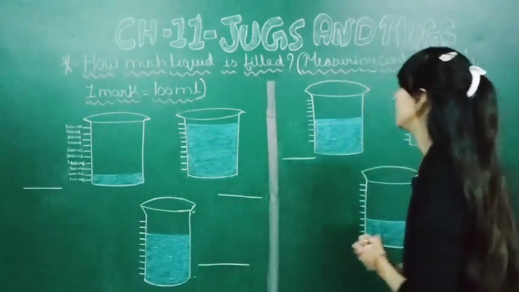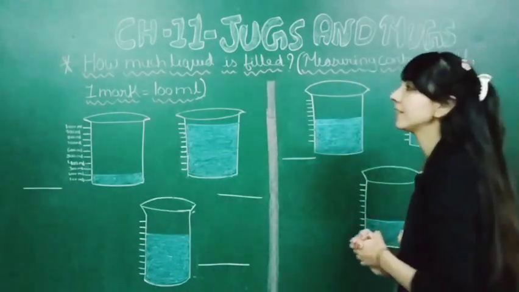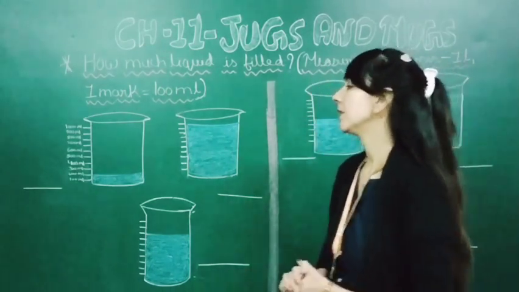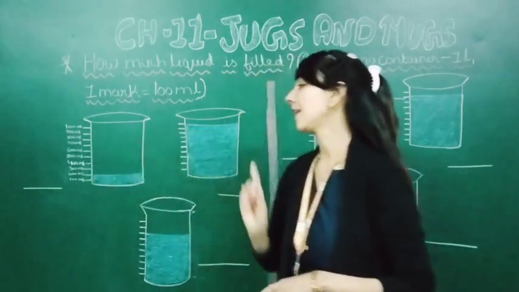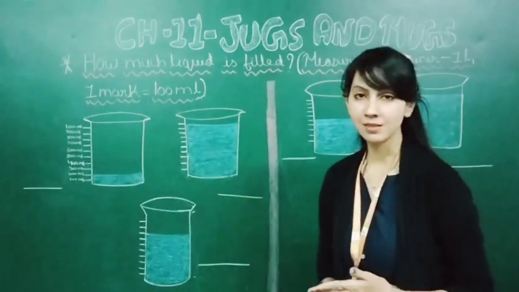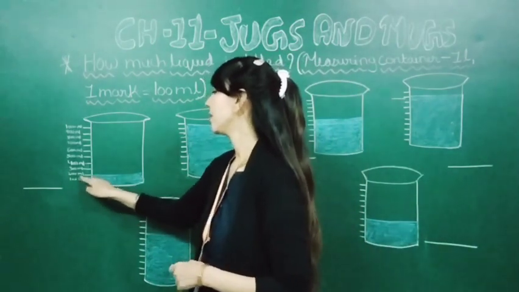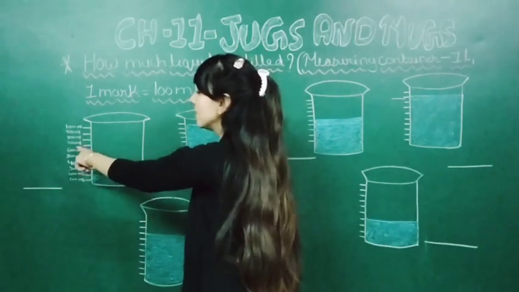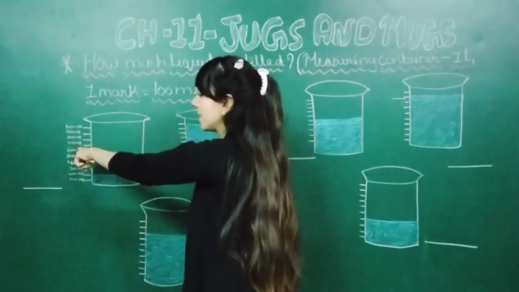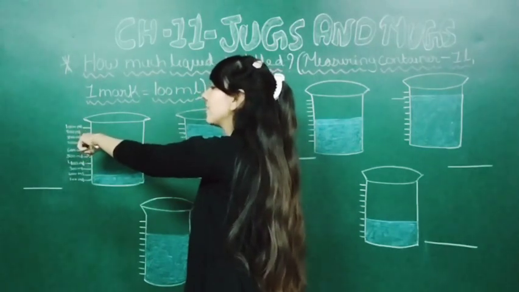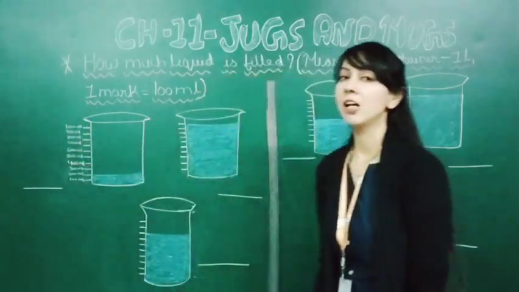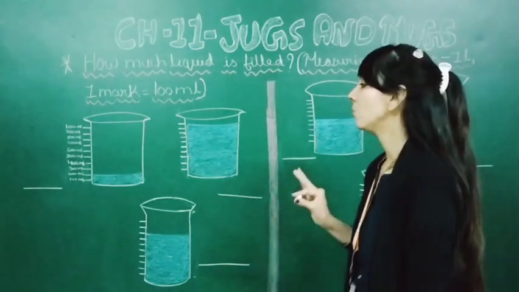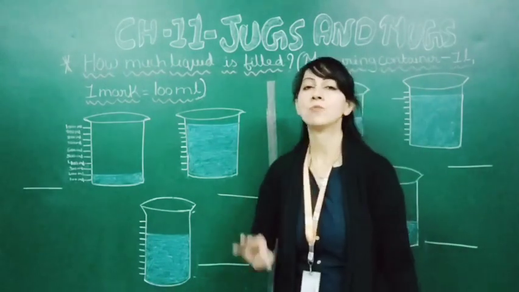How much liquid is filled? Measuring container 1 liter. Now 1 liter is equal to 1000 milliliters. Now 1 mark is of 100 ml. Here you can see marks are there. Each mark is of 100 ml. See, 100 ml, 200 ml, 300 ml, 400 ml, 500 ml, 600 ml, 700 ml, 800 ml, 900 ml, 1000 ml. Now in these containers you can find water is filled. Till where the water is filled, that unit we have to write.